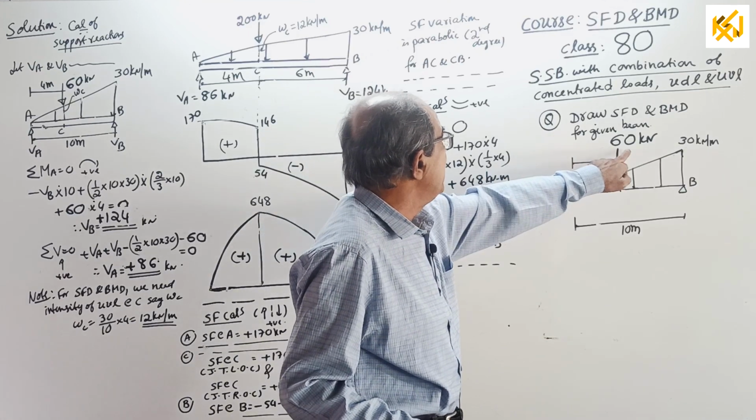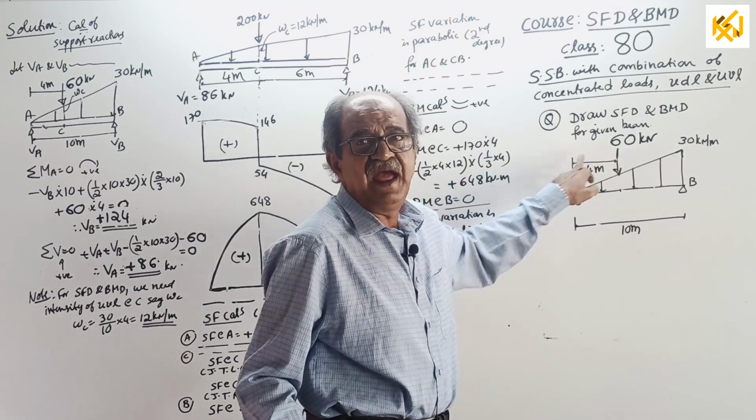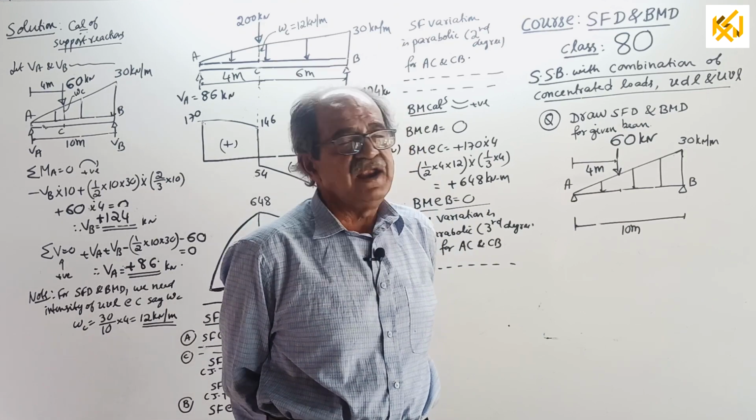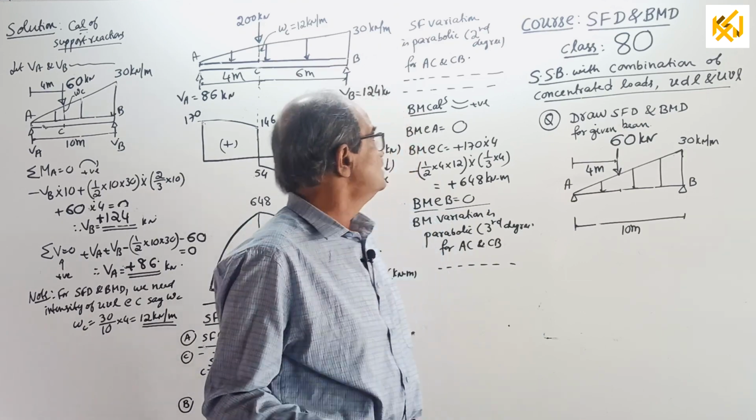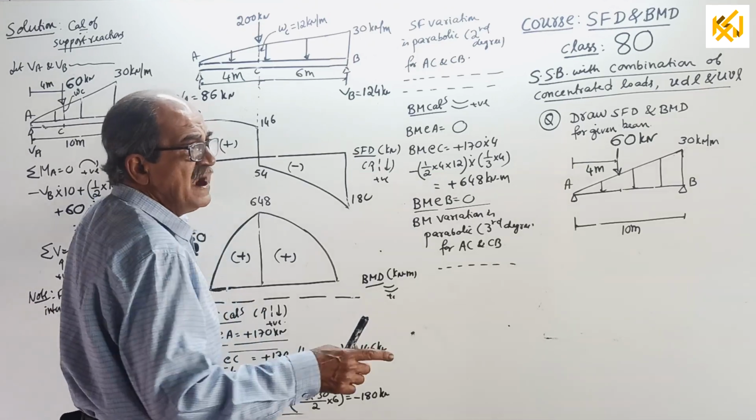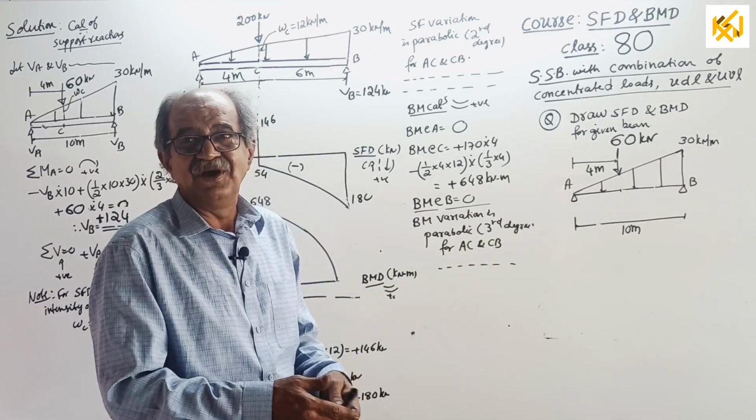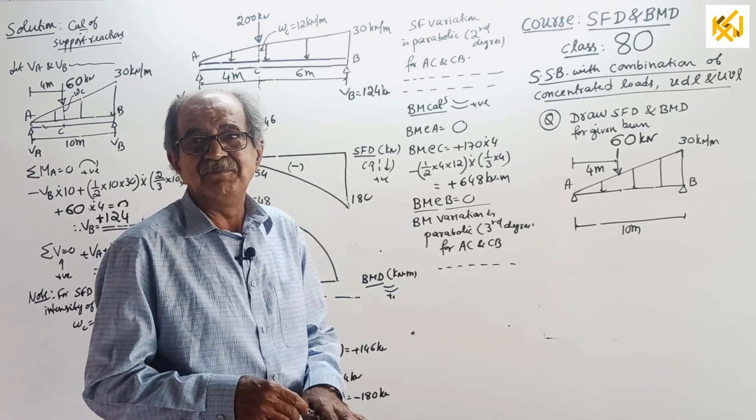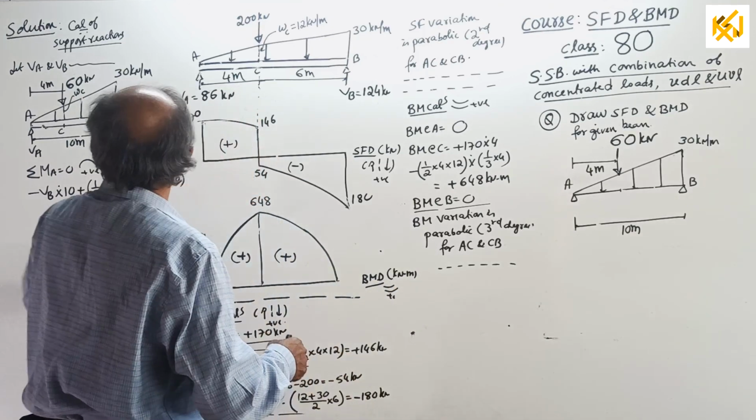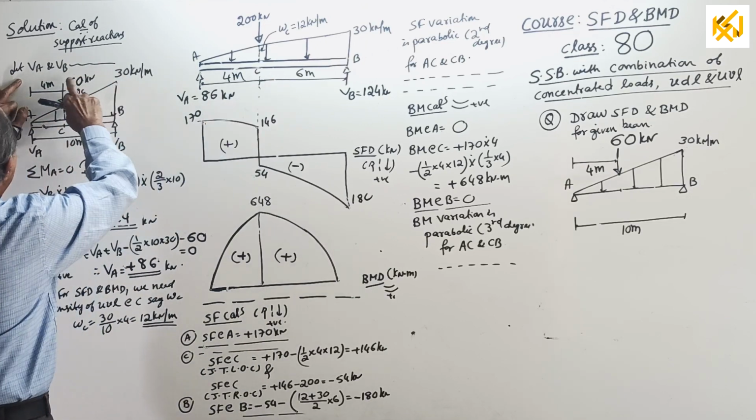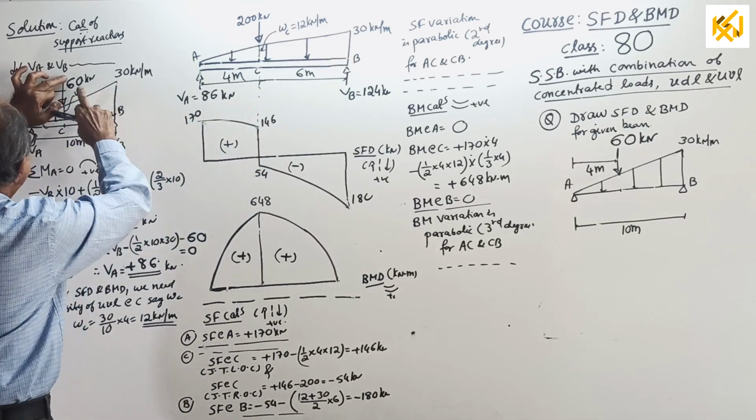Last time I told you the load is 60 kN at 4 meters. Hope some of you already solved it and got the answer. You can check it now. I maintained the same question. Let VA be the reaction. I removed that 200 and placed 60 kN.